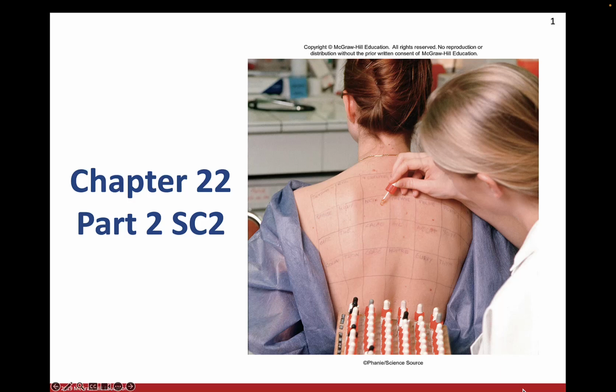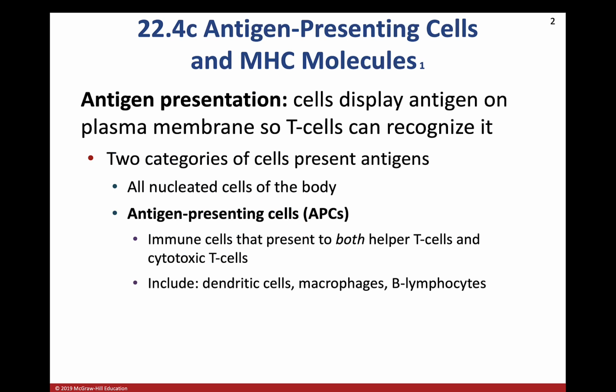Chapter 22, Part 2, Screencast 2. Now, this particular screencast will be focusing primarily on T lymphocytes. And remember, they actually cannot directly bind to the antigen, so they are going to require antigen-presenting cells.